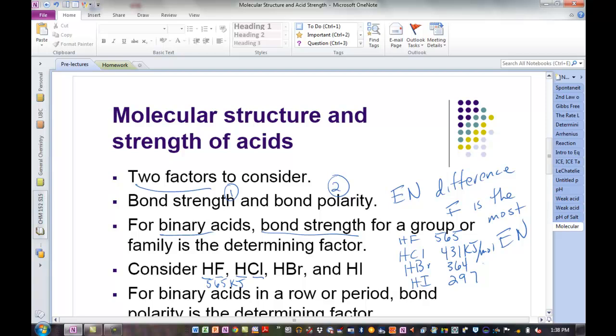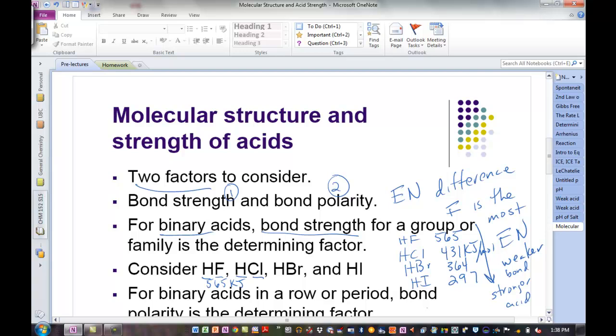An HI bond is about half the strength of an HF bond. And that's mainly because hydrogen is a really tiny atom, and fluorine's pretty small, so the orbital overlap is going to be pretty good. But when we try to bond hydrogen to larger atoms like chlorine, bromine, and iodine, the overlap of orbitals is not going to be very good, and the bond's going to be weaker. So in this case, the bond becomes weaker. And what do you notice about the acid strength? Weaker bond, stronger acid.